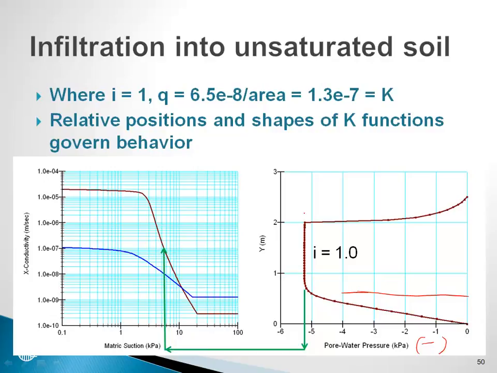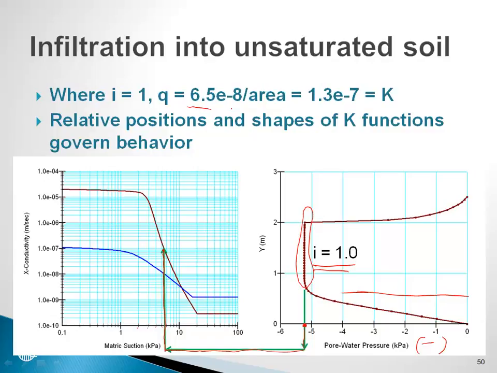Now where we get this vertical zone here, where the hydraulic gradient is 1, depends on the hydraulic conductivity functions. And you will notice here that where we have a negative pressure of around 5 point something kPa is where the hydraulic gradient is 1.0. If we follow this exact same pressure onto our function, we notice that at about 5 point something, if we go up to our function, we land up on the function where we have a flow of 6.5 times 10 to the minus 8 per area.